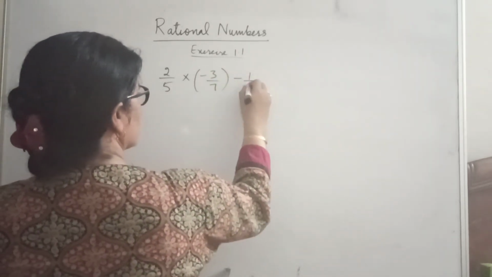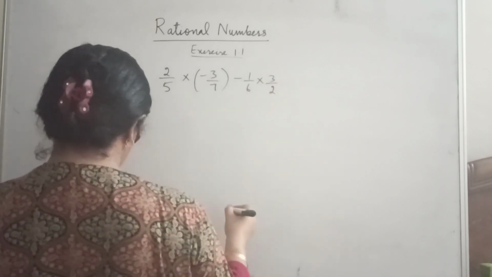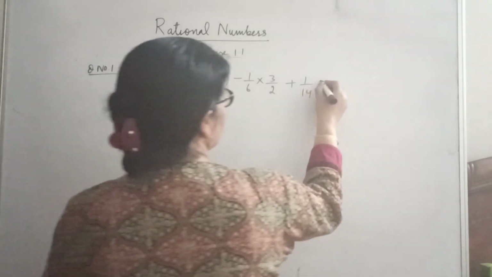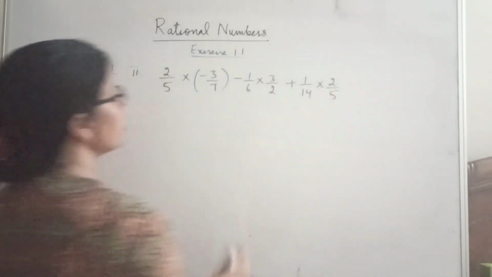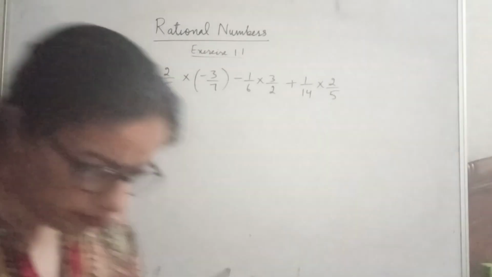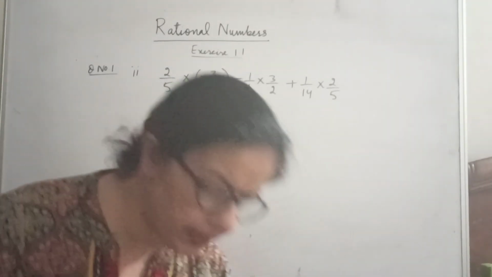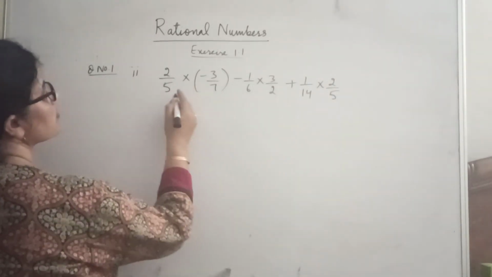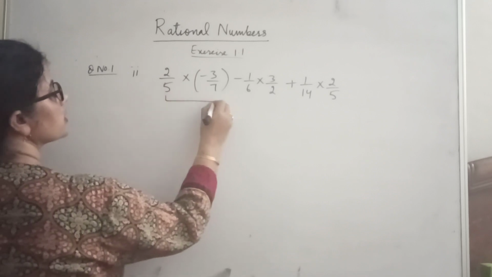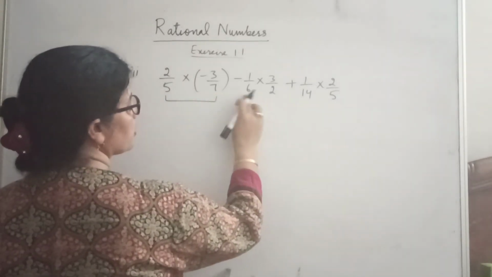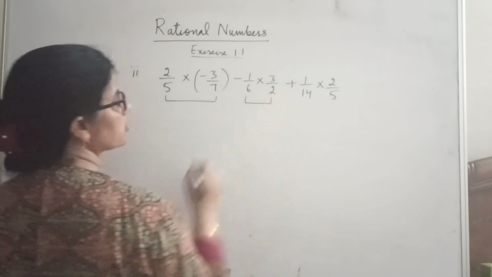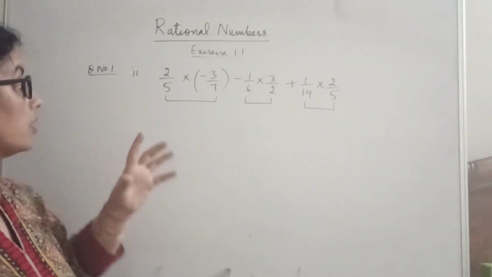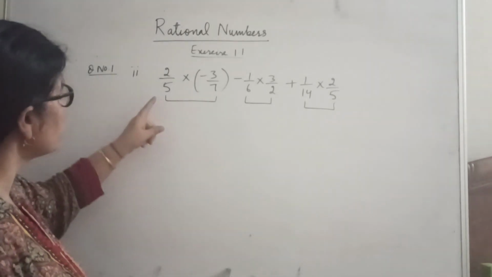minus 1 by 6 into 3 by 2 plus 1 by 14 into 2 by 5. We want to simplify this by using a property. See how many terms are here. Between these two terms a multiplication sign is there, meaning this is the first term. Between these two also a multiplication sign is there, meaning the second term, and this is our third term.